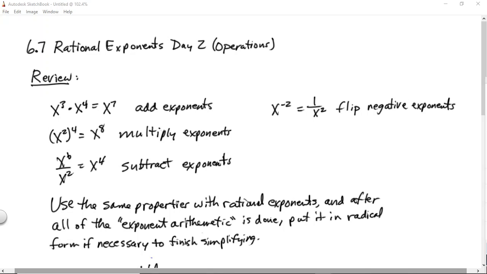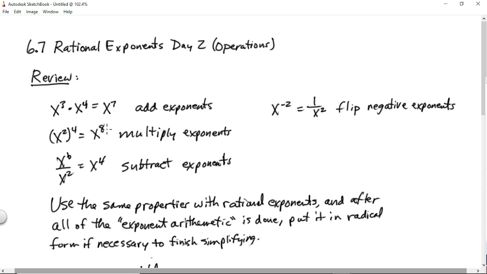But first, let's review the rules for operations using exponents when we have whole number exponents. So these examples are all whole numbers. We see when we multiply, you add the exponents, right? Add the exponents when the base is the same. So we have the base is x here. We add the exponents. 3 plus 4 is 7.